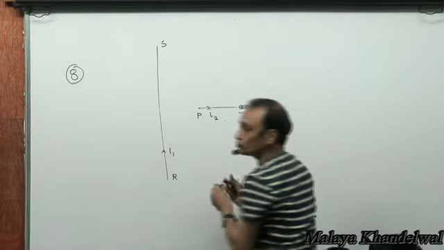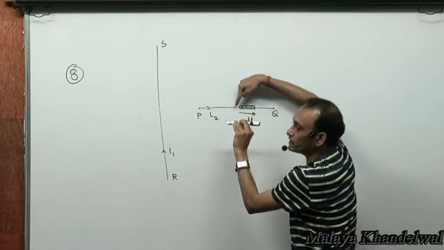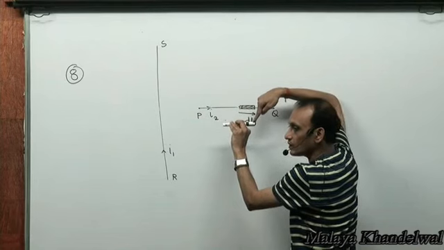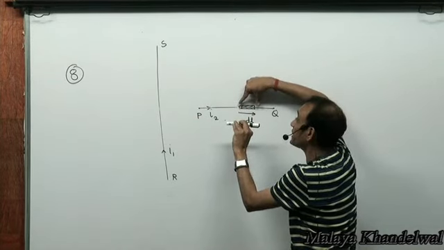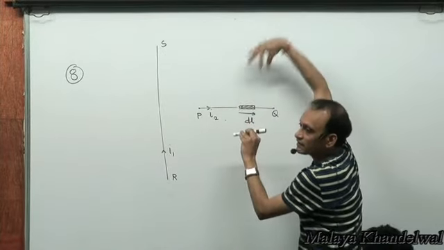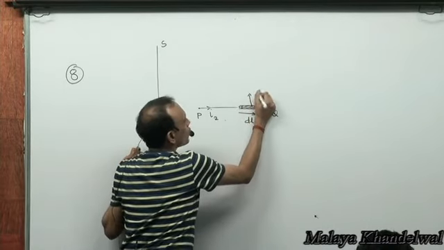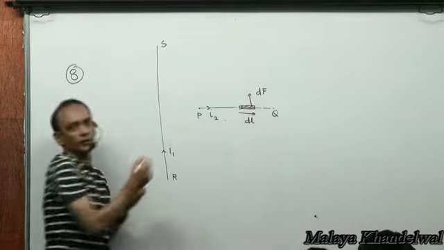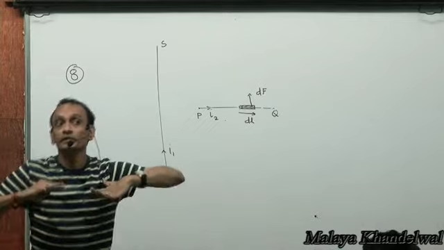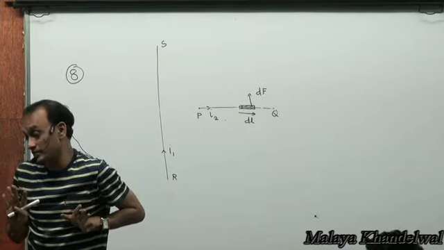Now if B is into the plane, and this is my DL, then DL cross B would be the direction of the force acting on this current carrying element, which would be upwards. It will experience an upward force, DF. So all the DLs experience an upward force. So the net force would be upwards, right? So for sure it is not in translational equilibrium.